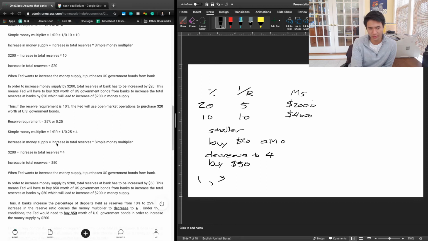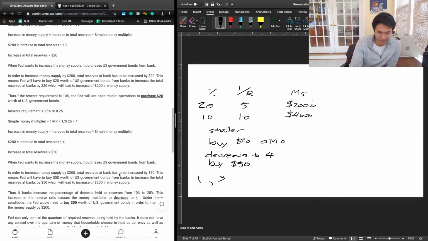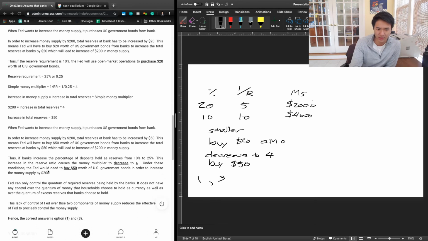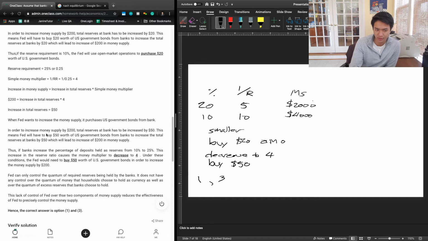is going to equal an increase in total reserves times simple money multiplier. $200 equals total reserves increase times 4. Increase in total reserves is equal to 200 divided by 4, so 50. When the Fed wants to increase the money supply, it purchases U.S. government bonds from banks. In order to increase money supply by $200, total reserves at banks has to be increased by 50. This means the Fed will have to buy $50 worth of U.S. government bonds to increase the total reserves by 50, leading to an increase of $200 in the money supply.